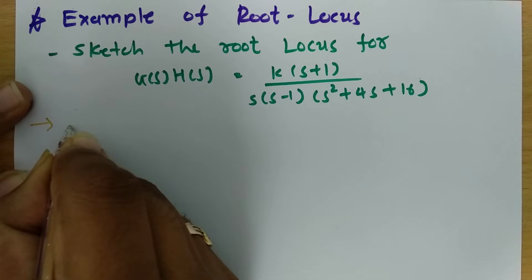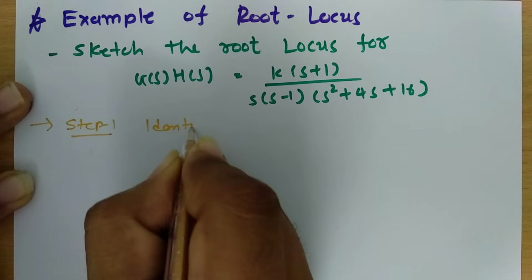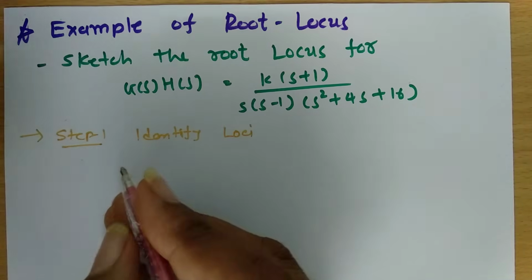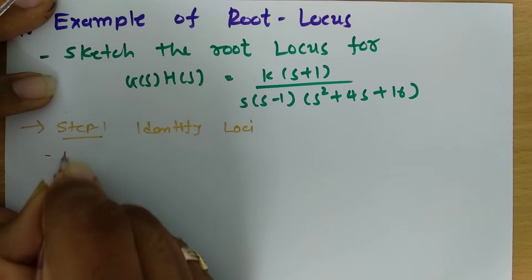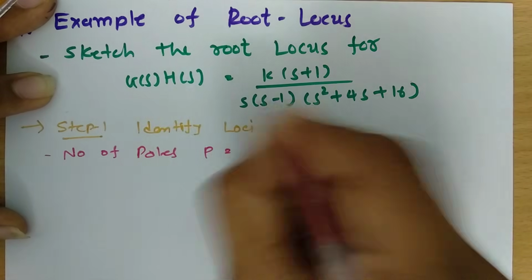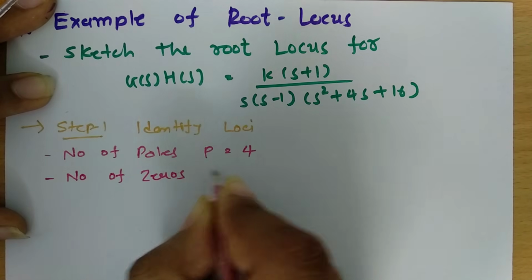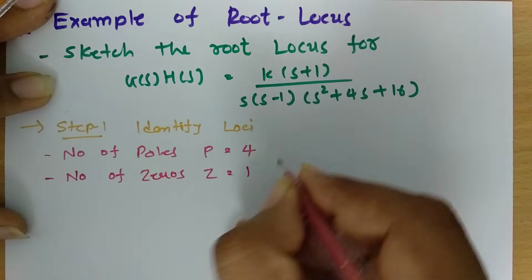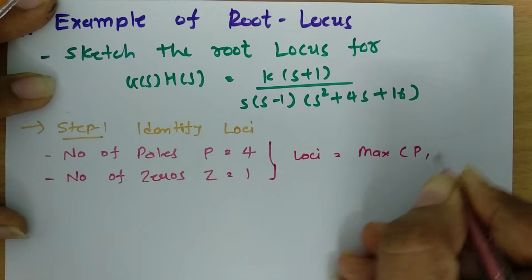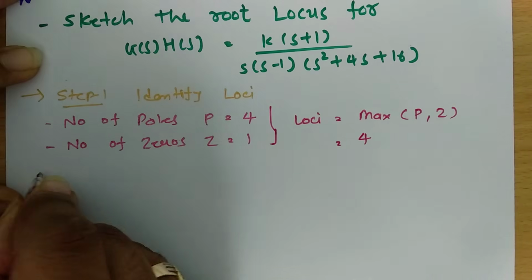So step 1 for root locus is to identify the loci. Now we will be identifying the loci based on the number of poles and the number of zeros. The number of poles here is 4, and the number of zeros is 1, at s equals minus 1. So the loci will be the maximum of poles and zeros, and that is 4. So 4 loci are there.